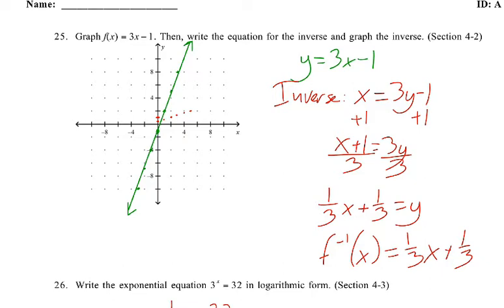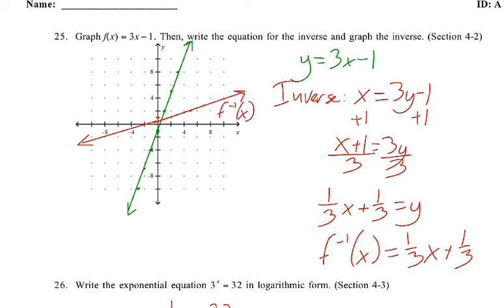Again, this is not the ideal spacing, but we can make it work. So once you have several points though, you've got enough to make a line. All you need to make a line is 2 points. So we'll connect the dots, extend it that way a little more, and there is f inverse of x.